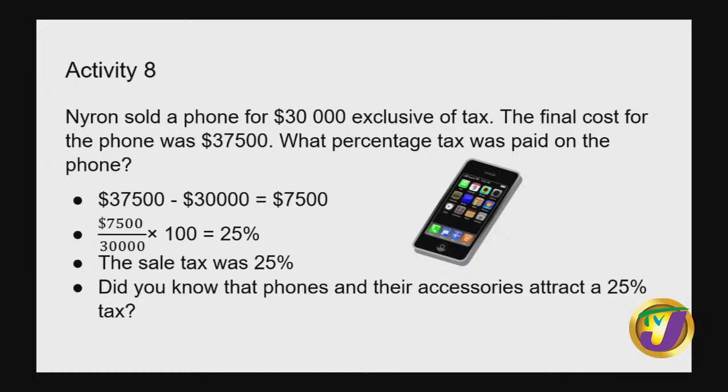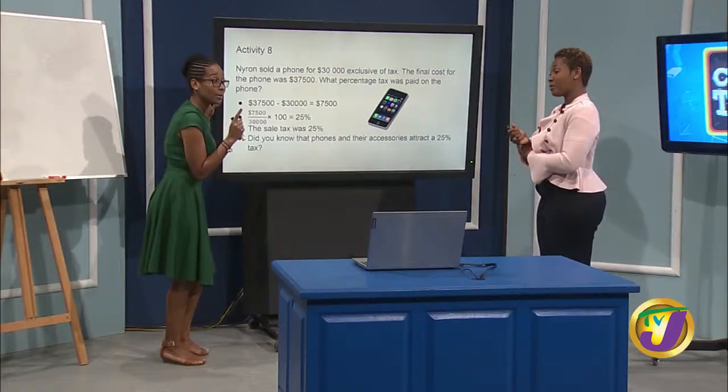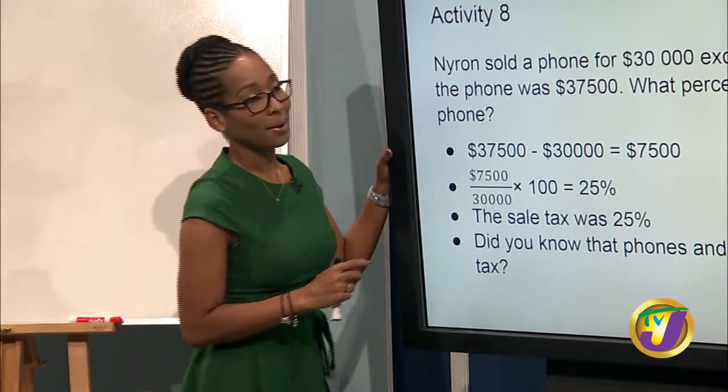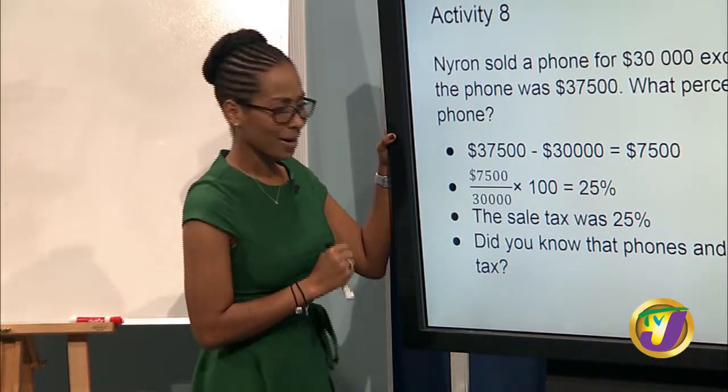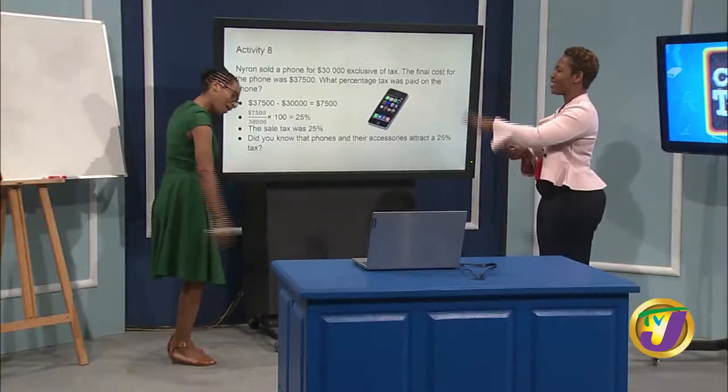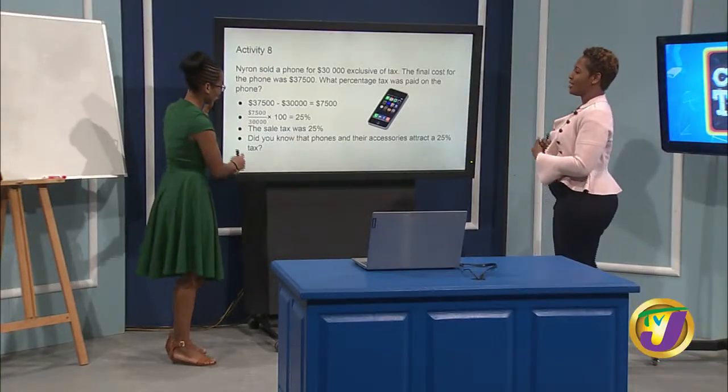Did you know that phones and their accessories attract a 25% tax? Yes, I did. All right. I hope we all know that. Yes, because a $100 phone card costs $125. It still costs so much? Yes, it does. Of course it does. It's the same 25%. The GCT is just for other items. All right.